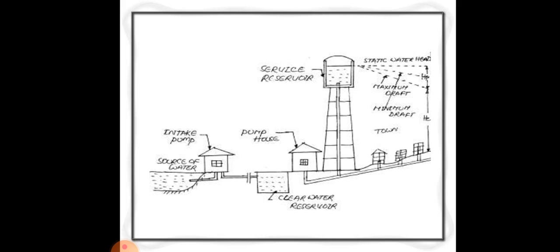Here the water purification works are located almost at the same level as the area of distribution, and it is used especially when the source of water supply is a river or a reservoir formed behind a dam. So these are the various systems of distribution network.